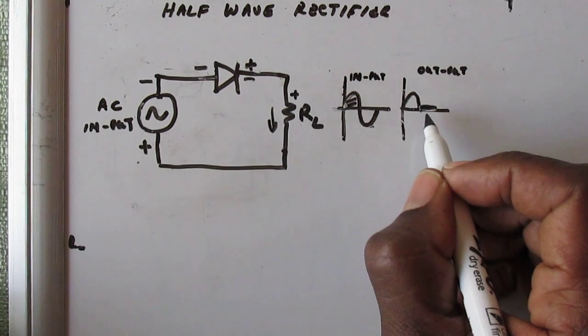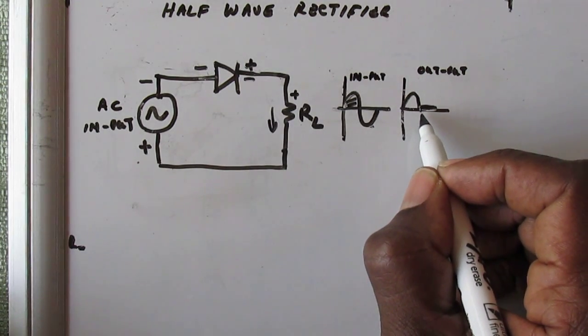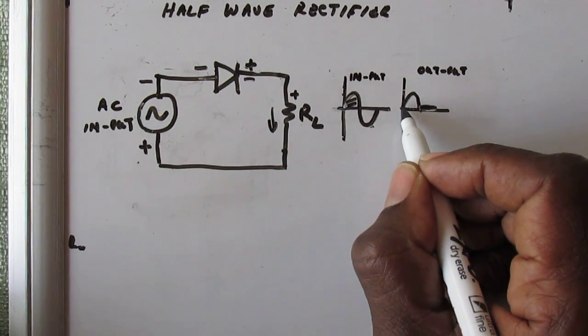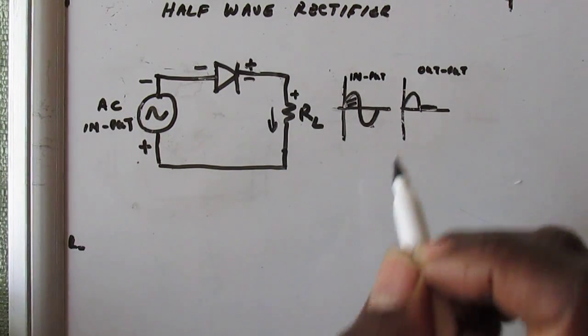It's a DC output because it does not fluctuate above and below the zero level. It is a DC output. Nevertheless, it is a pulsating half-wave rectified DC output.